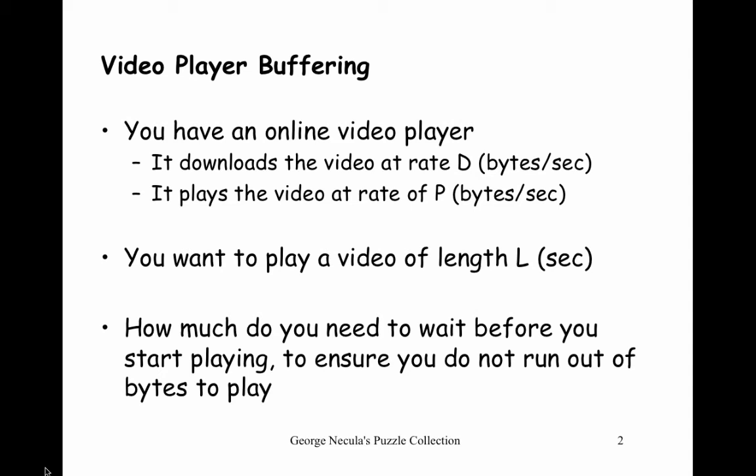One way to think about it is that this is time, and this is how much you've downloaded. So you download at this rate. And this is how long it takes you to download the last byte. So at this time, the last byte arrives. This is the length of the video in bytes. It's D times L times P. So this is L times P. So the time here is going to be L times P, the number of bytes, divided by the download speed.